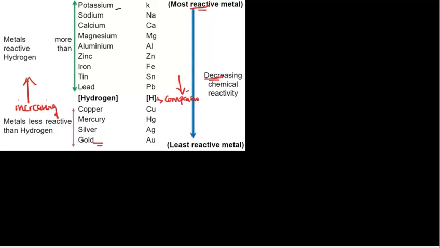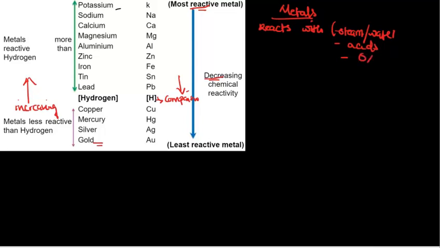Now we need to understand how these metals react. We need to consider how they react with steam or cold water, how they react with acid, and finally how they react with oxygen. So these are the three reactions that we are going to consider in understanding these metals.